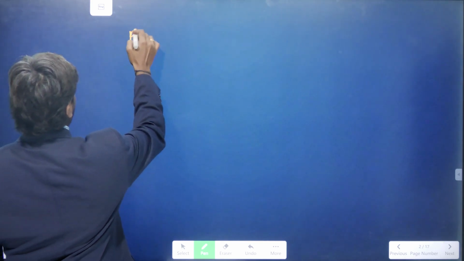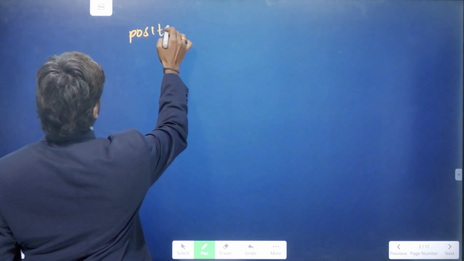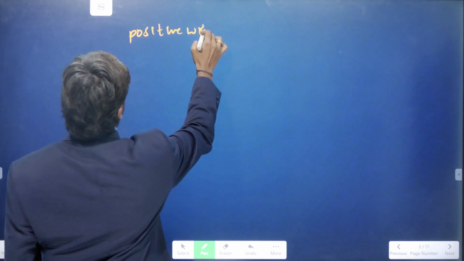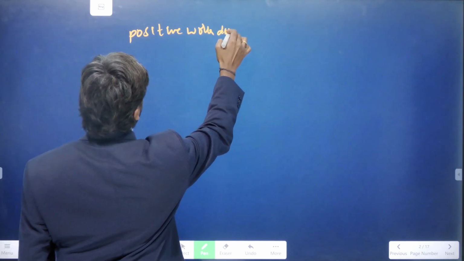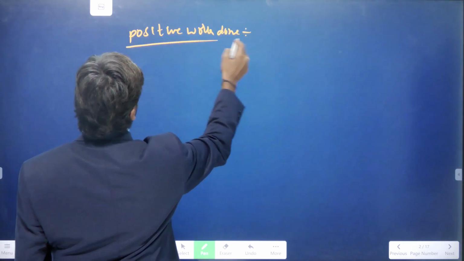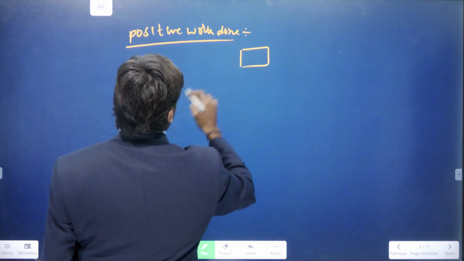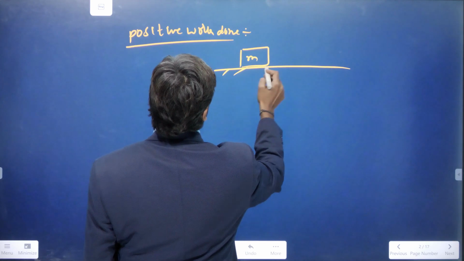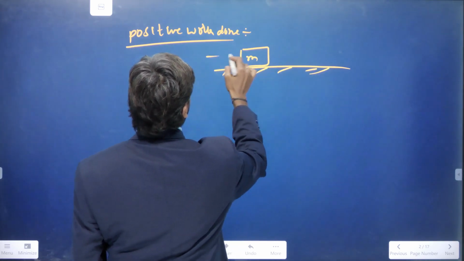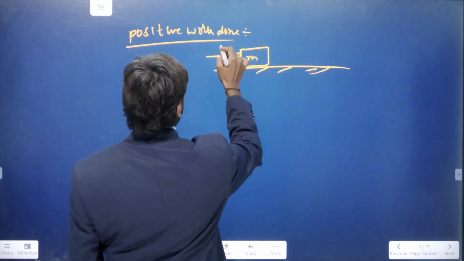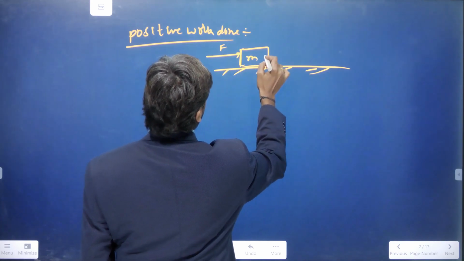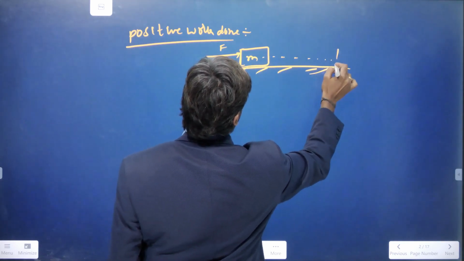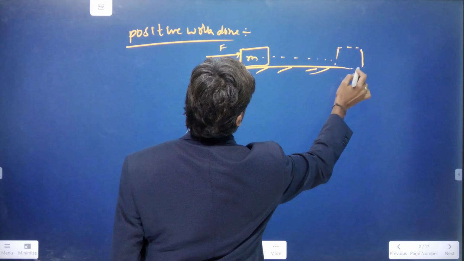So positive work done, we can write like this. Suppose a body of mass m is there on the ground. If a certain force F is applied on the body, there will be a displacement of the body taking place.